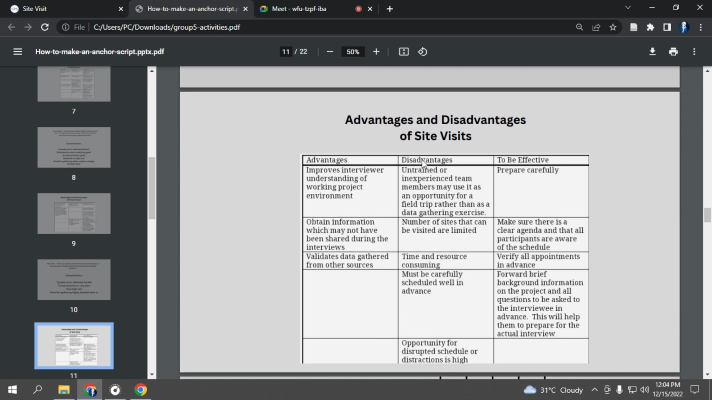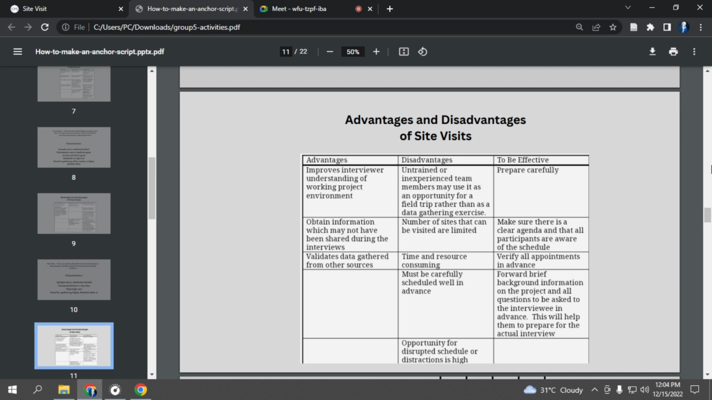So these are the advantages and disadvantages of site visits. Advantages: improves interviewer understanding of the working project environment, obtains information which may not have been shared during the interviews, validates data gathered from other sources. As for the disadvantages, untrained or inexperienced team members may use it as an opportunity for a field trip rather than as a data gathering exercise.